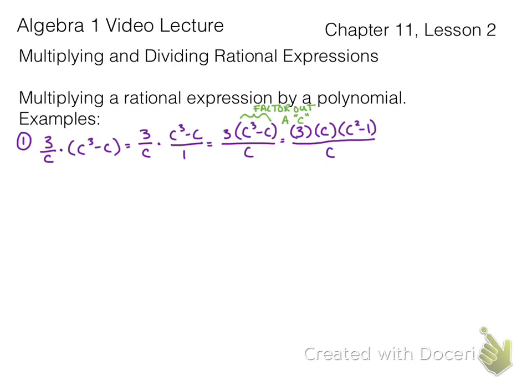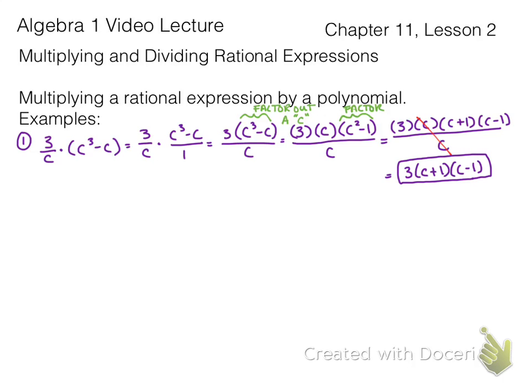But the only thing is that c to the second minus 1 is a special case. So I can factor it even further, and it's a difference of squares. So really all I can cancel out is the c, but it's not in simplest form unless I factor that c squared minus 1. Okay, so that's why your final answer is 3 times c plus 1 times c minus 1. So again, you need to make sure you factor everything you possibly can, because it's not in simplest form until you've factored everything.